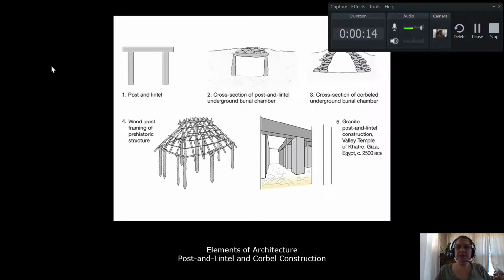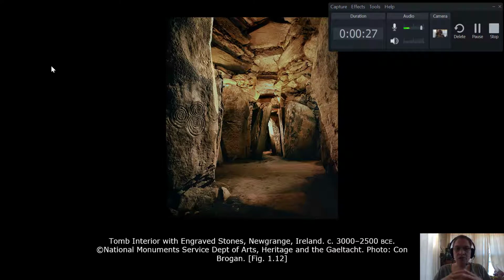Okay, so in the last little video I was talking about post and lintel structures and how they became used for early forms of architecture. So the two I wanted to focus on are Newgrange and Stonehenge. This is Newgrange in Ireland, about an hour north of Dublin, and it's dated to circa 3000 to 2500 BCE.